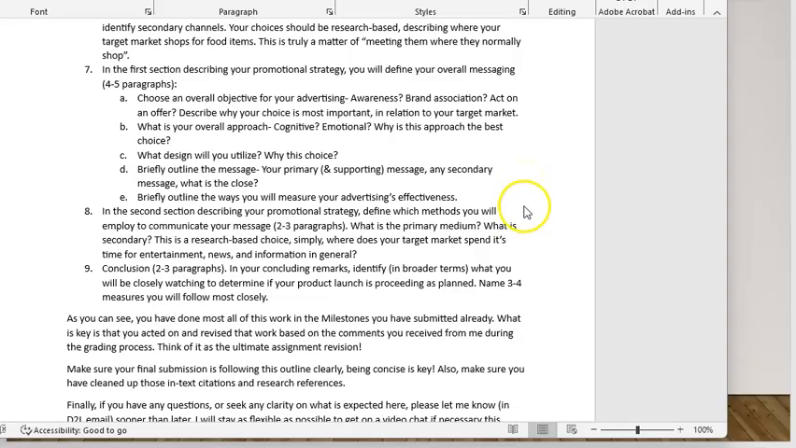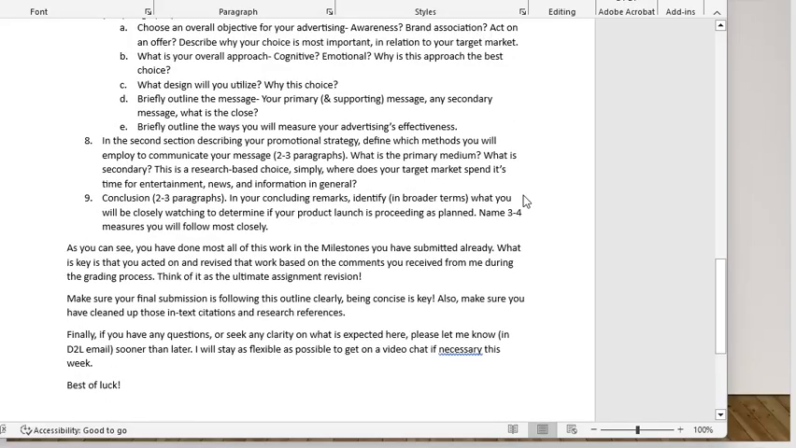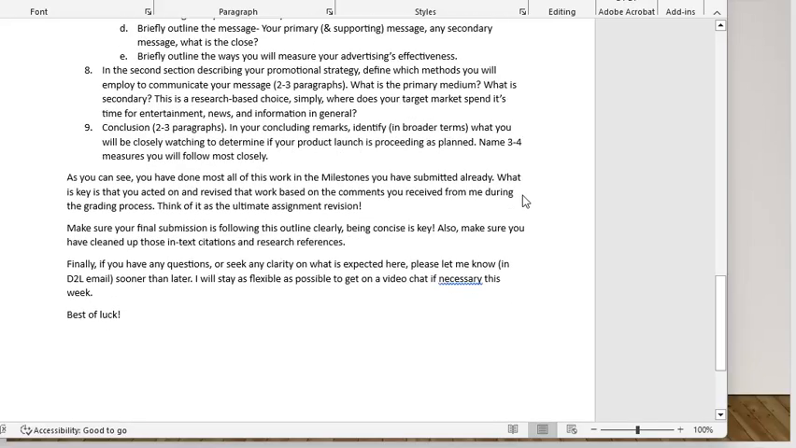So briefly outline the ways you'll measure your advertising's effectiveness. In the second section of the fourth of the 4 P's, you're going to talk about where you're going to deliver your message, so the channels and that kind of thing. So that really, again, should be very research based. Where does your target market get their information, news, all that kind of stuff?